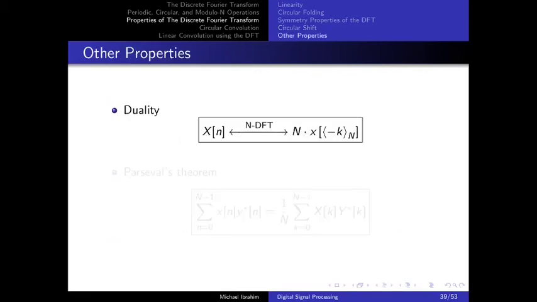Next property is the duality property. It simply says that if we know x small of n has a DFT x capital of k, if we bring x capital of k, the sequence happening in frequency domain, we bring it into time domain.